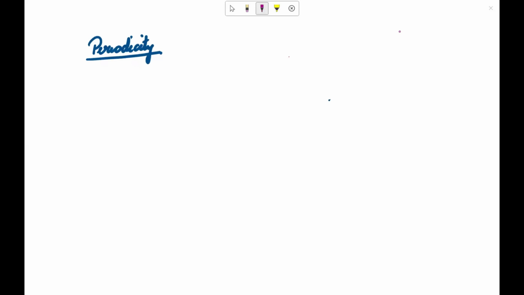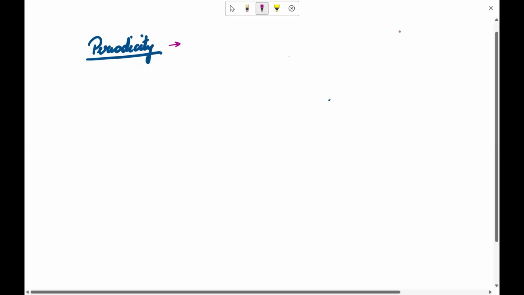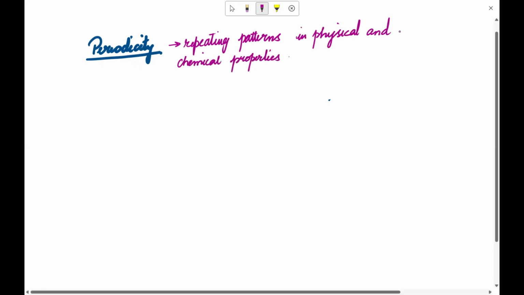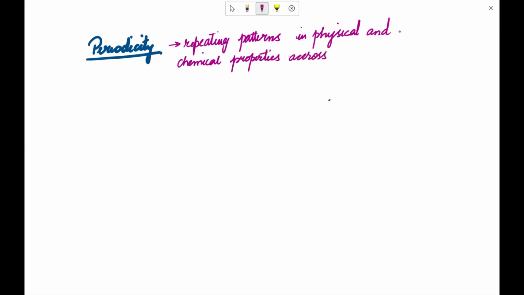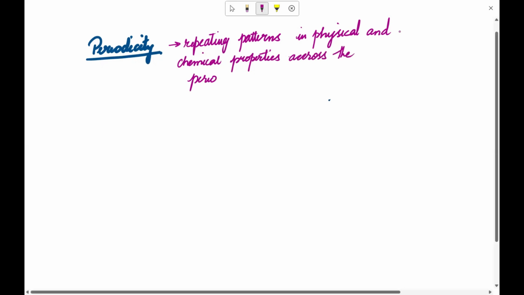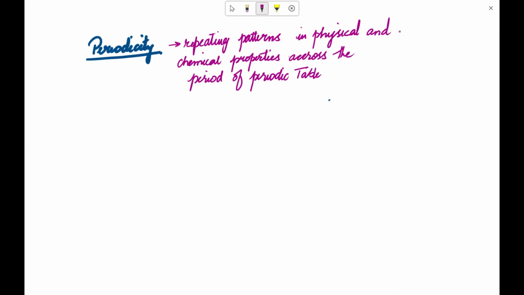So in this chapter, periodicity, what are we going to learn? We are going to learn about the repeating patterns in physical and chemical properties across the period of the periodic table. So that could be either atomic size, or melting point, boiling points. Okay, so we are just going to discuss them.